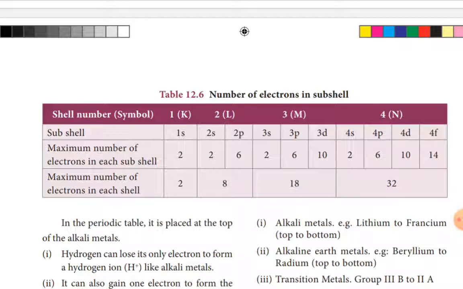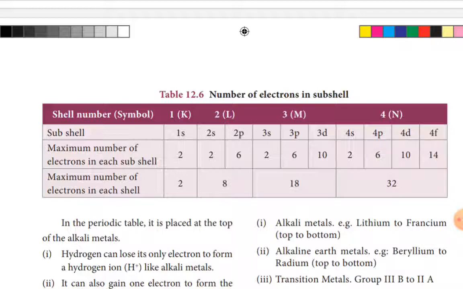That is, the first subshell can have 2 electrons, the second subshell 6 electrons, the third subshell 10 electrons, and the fourth subshell 14 electrons. s subshell 2, p subshell 6, d subshell 10, and f subshell 14. This is the maximum number of electrons that can be accommodated. So using this method, we have to distribute the electrons. Whatever it may be, the first energy level K shell has a maximum of 2 electrons, the L energy level 8, M 18, then next is 32, 50, like that.